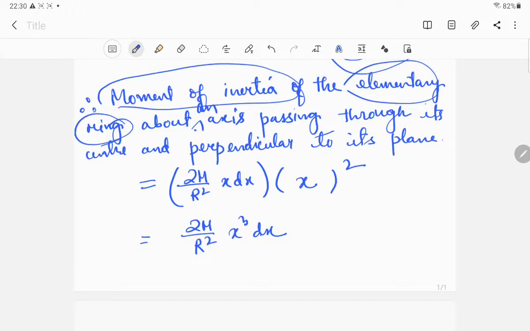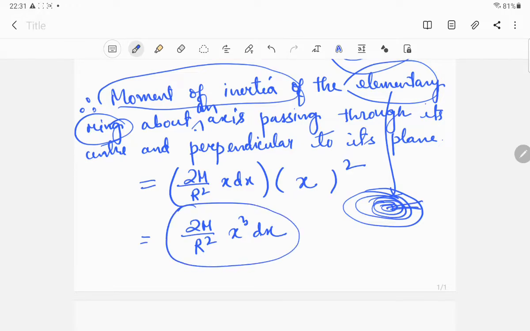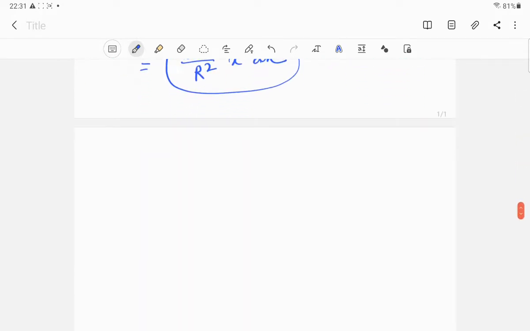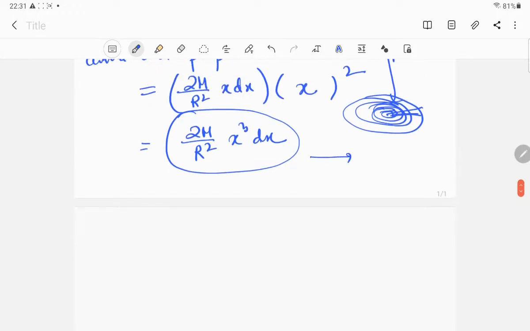But you know that this elementary ring is not the whole ring. So we need to add so many elementary rings like this, like this, like this. Then only we can get the whole disk. So we need to integrate this amount for the total value of x to get the total moment of inertia. Therefore, suppose that this is equation number 2 we have got.